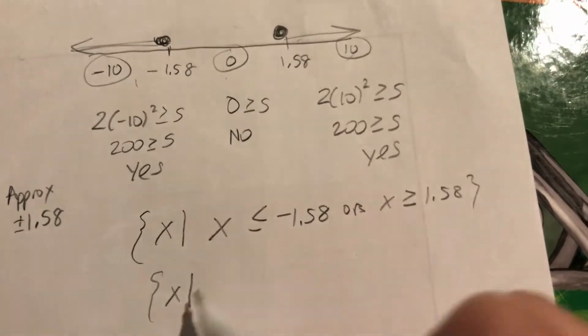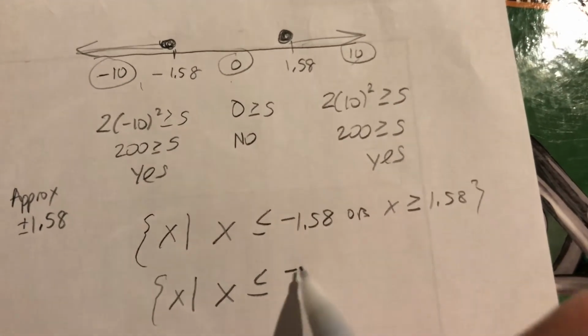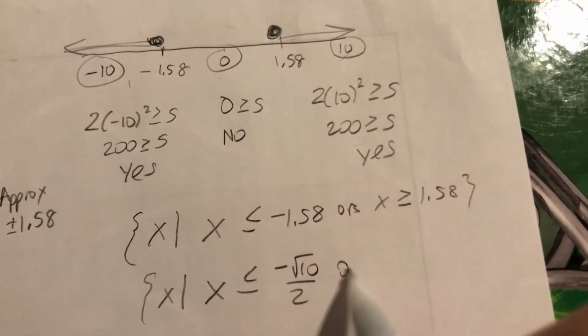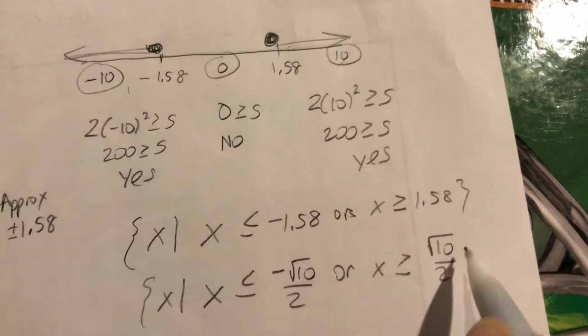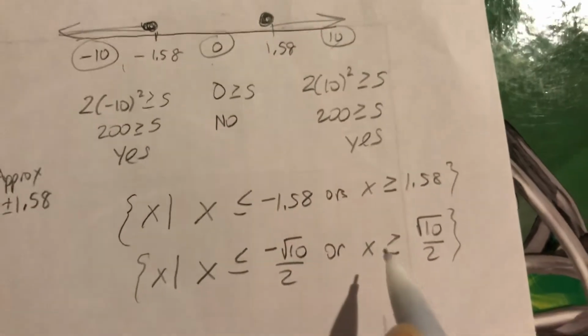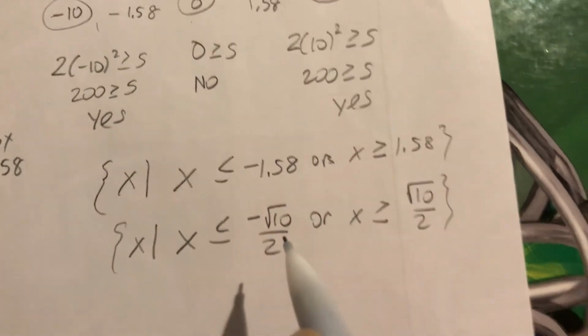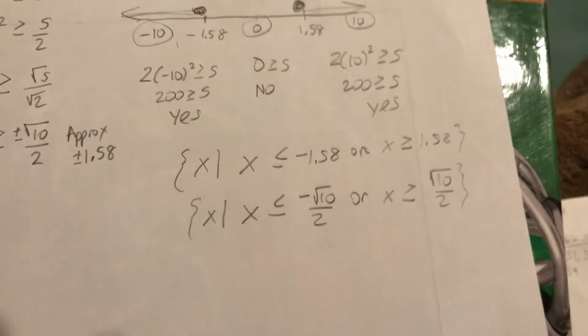And I can write it with negative root 10 over 2, or x is greater than or equal to positive root 10 over 2. If you had a calculator for a question like this, decimal would be fine. If you didn't have a calculator, I definitely would just use the radicals and figuring out what square root of 10 is.